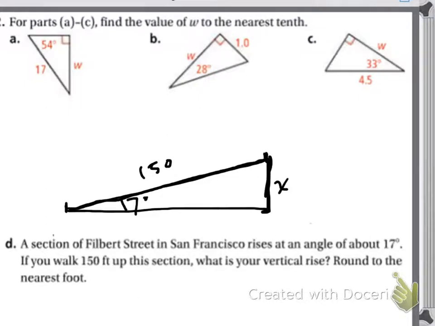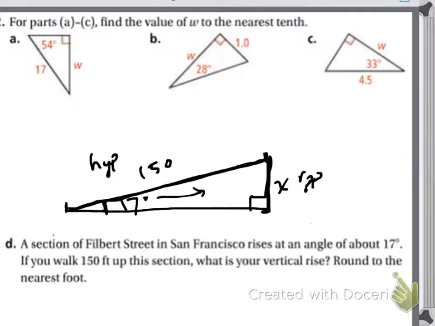Okay, so use trig here. Here's the 17-degree angle. This is going to be my hypotenuse. This is going to be the opposite side, so I have opposite over hypotenuse involved.